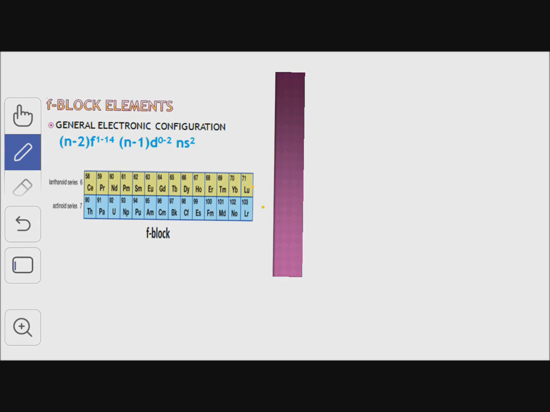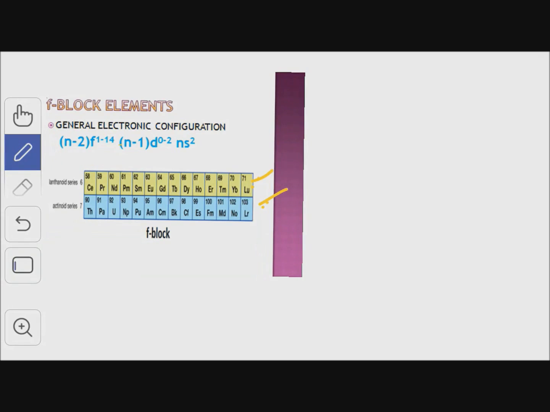Because in these elements the last electron enters into the f orbital, that is the n minus 2 f energy level. That's why these are called f block elements. These two series are called f block elements because the last electron enters into the antepenultimate energy level, that is the n minus 2 f orbital.